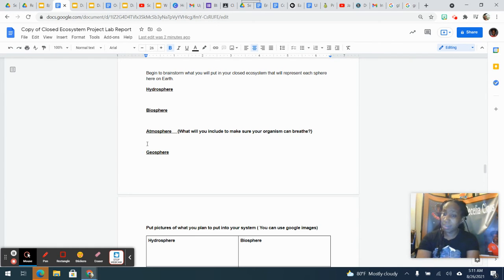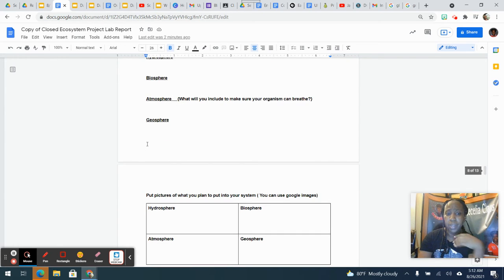Your geosphere, that's going to be your earthy part. Even if you do an aquatic one, if you think about oceans, there is dirt in there. So you can have your dirt, your soil, your rocks, whatever. Like I said, you just need to look that up. So you're putting that there.